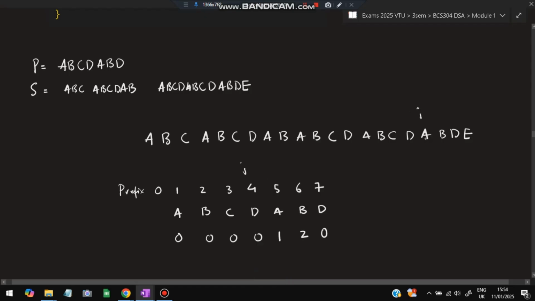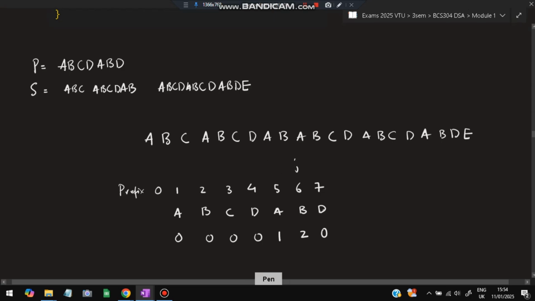Now, J plus 1 is A and I is also pointing to A. It is same, so we'll be incrementing both of them. J is here and I is here. Now, what is J plus 1? J plus 1 is B and I's value is also B. Both are same, we'll be incrementing both of them. So we'll be incrementing this also.